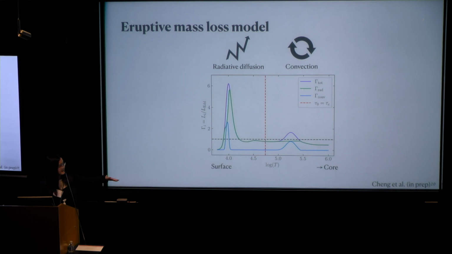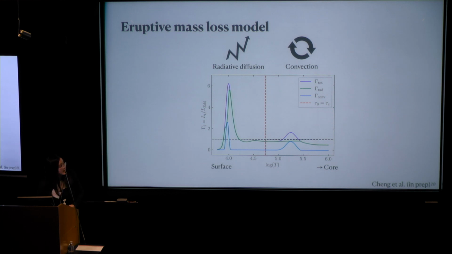On the x-axis, the surface is on the left and the core is on the right, and it's log of temperature, so the surface is lower in temperature on the left. On the y-axis, I show a ratio between a luminosity and the Eddington luminosity. I mentioned previously, Eddington luminosity is when the force of gravity is balanced with radiation pressure. And the numerator luminosity can either be total, which is in purple, radiative in green, or convective in blue. By radiative and convective, I mean the luminosity carried by radiative diffusion or convection.